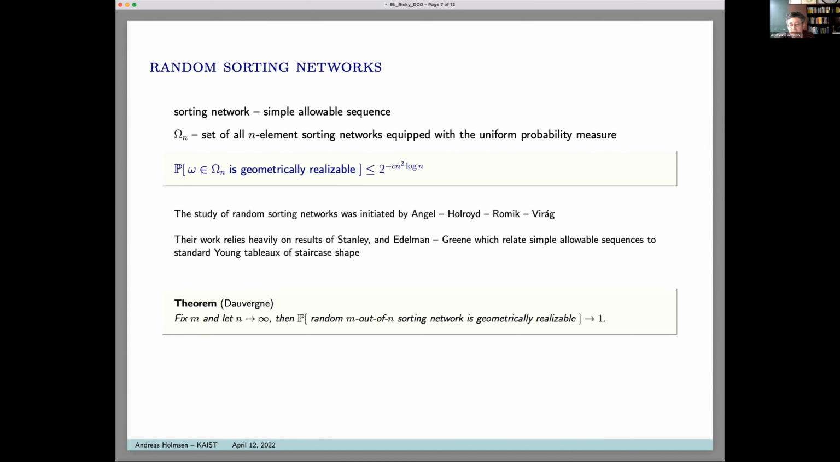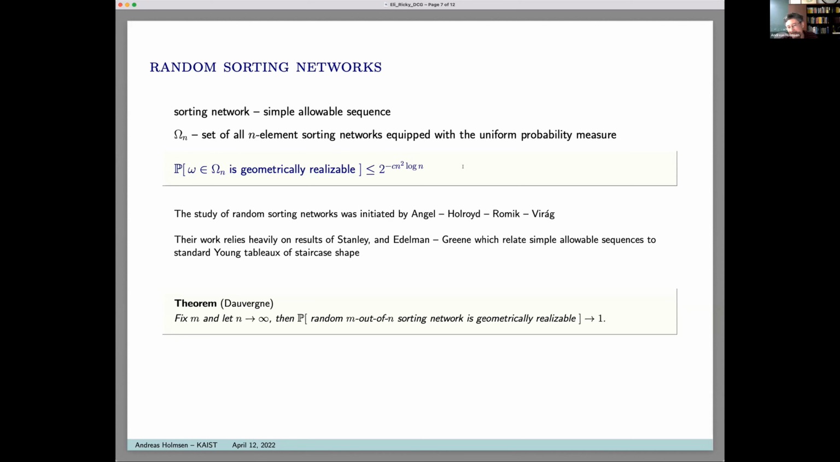Now the result from the previous slide that I showed you is the following. It basically says that the probability that a random sorting network is geometrically realizable by points is very small, tends very fast to zero, right? That is what Eli and Ricky discovered using the Milnor bound. And in recent years, people from probability theory have been studying these random sorting networks, and they could make a bunch of very interesting conjectures and results. It's in the spirit of what Eli and Ricky originally did.